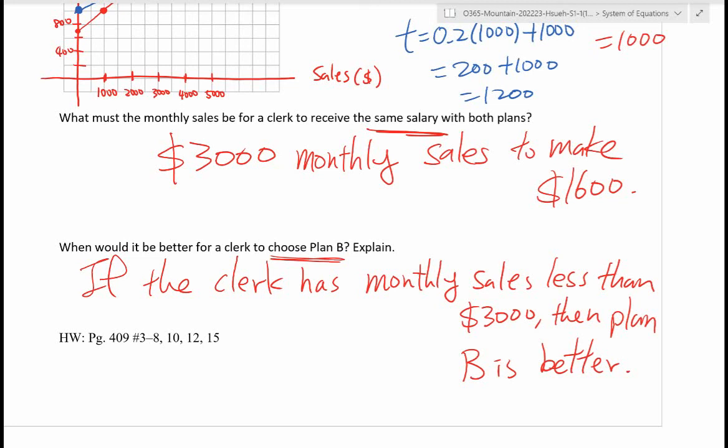Okay, so that's it. That's the lesson. That's how you solve the linear system by graphing. Essentially, you graph both lines and you look for the point of intersection, and that point tells you that they are equal to each other at that point.